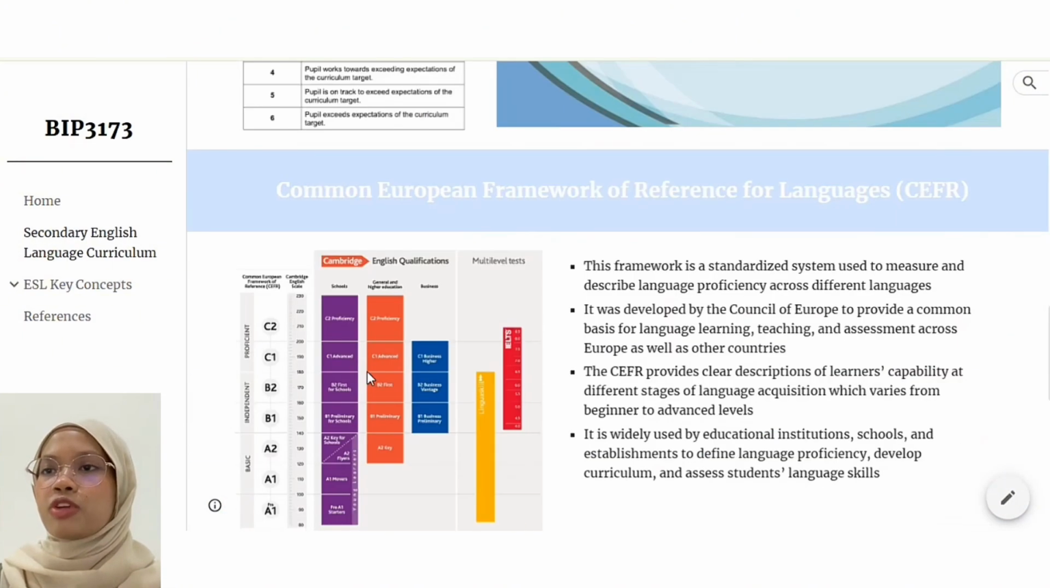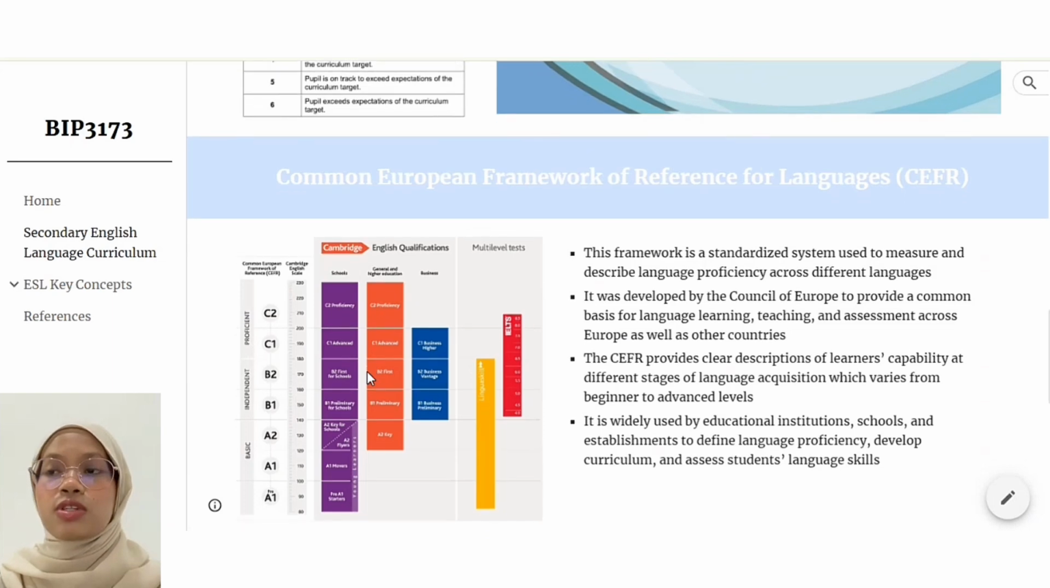The Common European Framework of Reference for Languages, which is also known as CEFR. This framework is a standardized system used to measure and describe language proficiency across different languages. It was developed by the Council of Europe to provide a common basis for language learning, teaching and assessment across Europe as well as other countries, which in this case includes Malaysia.